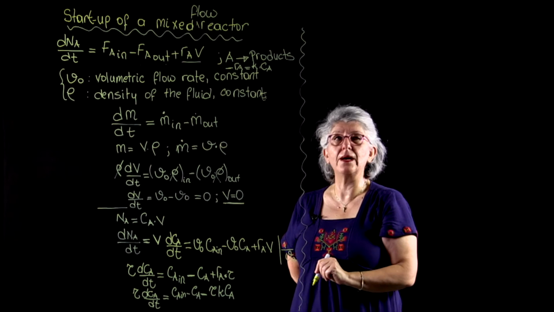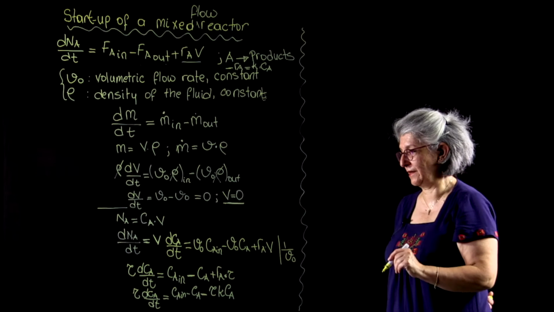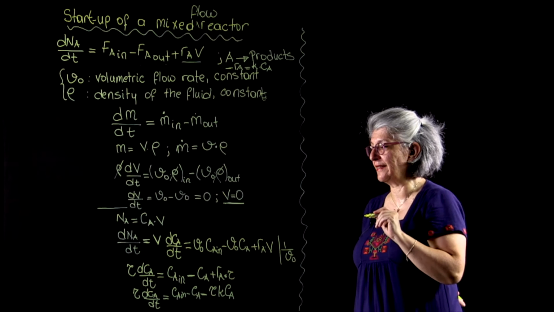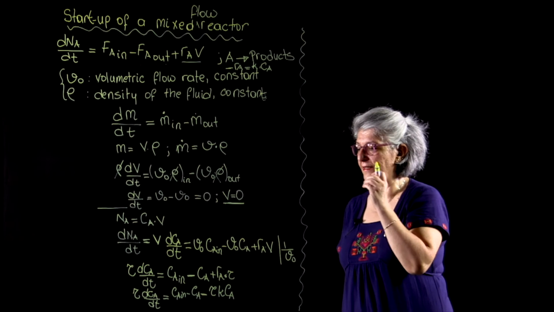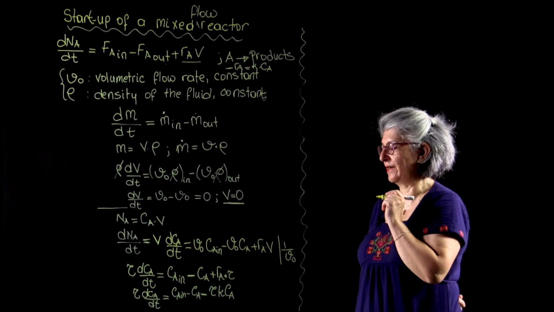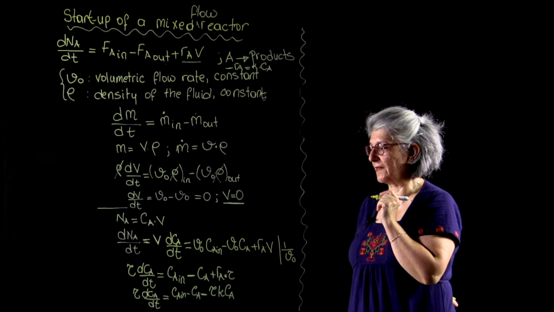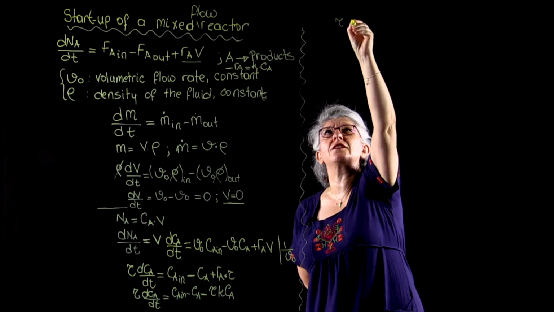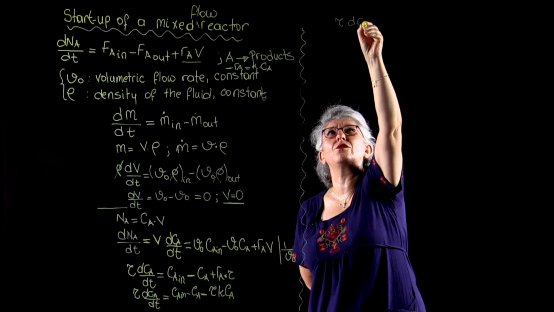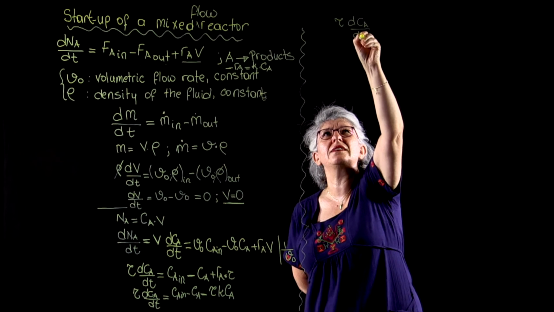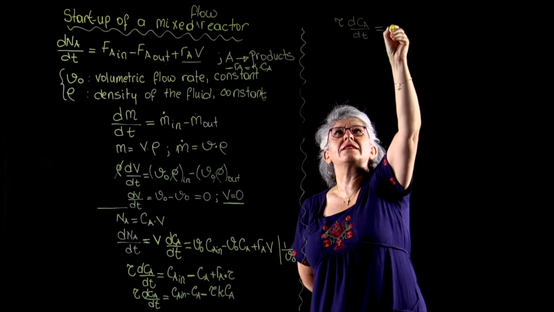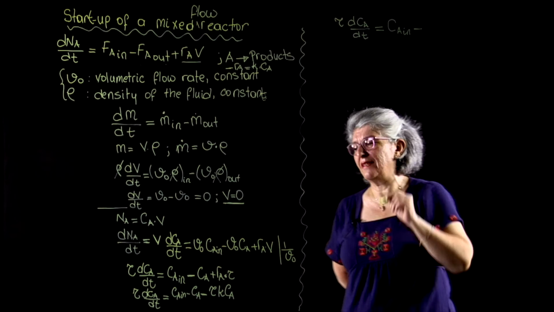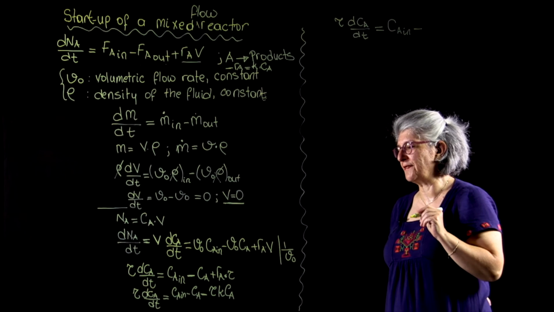So here on this frame, I will carry out the mathematics to obtain an expression, and then I will discuss the final equation in terms of its physical significance. First, I will carry my differential equation here, tau dCa over dt. This is equal to Ca in minus, now let me group the terms that have Ca.